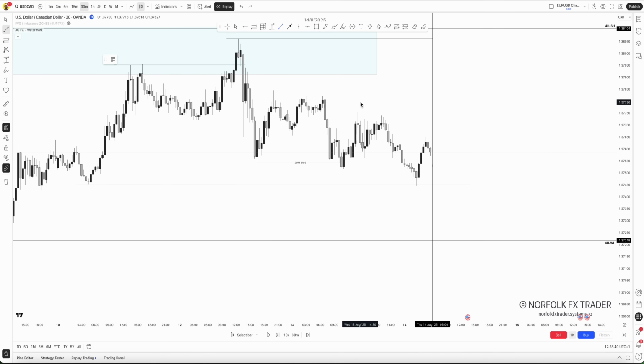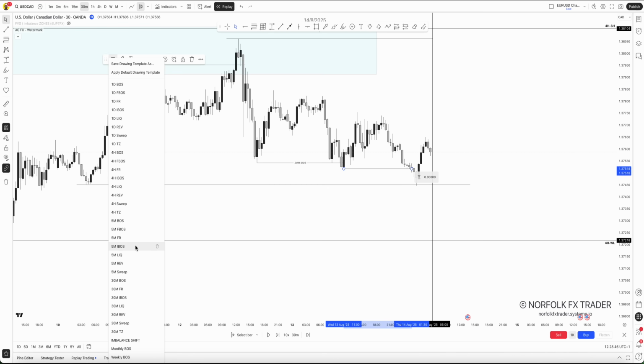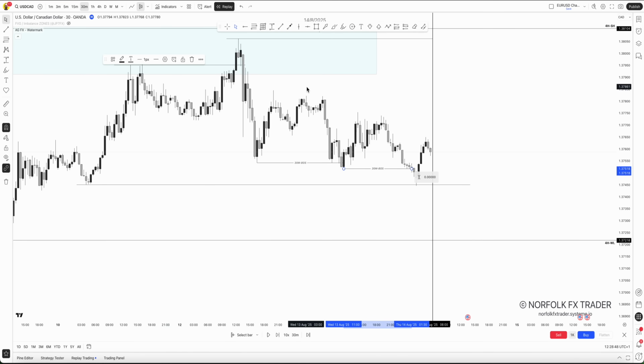We have a pullback. This creates a new low. We have another break of structure to the downside. So now we're bearish bias. We're dropping basically the market here.